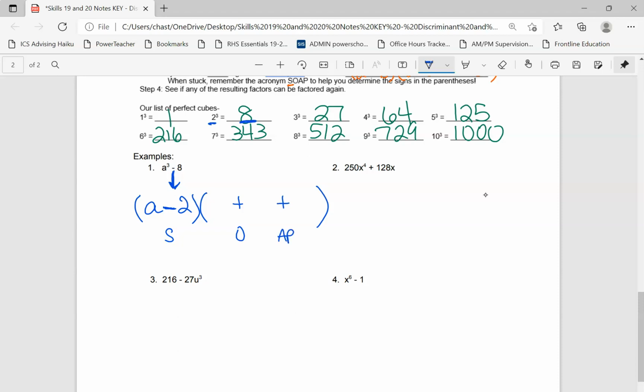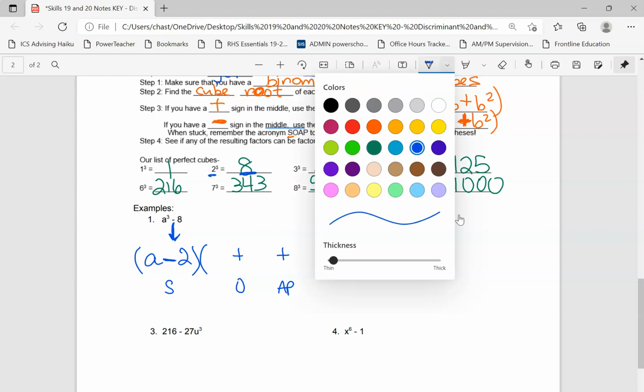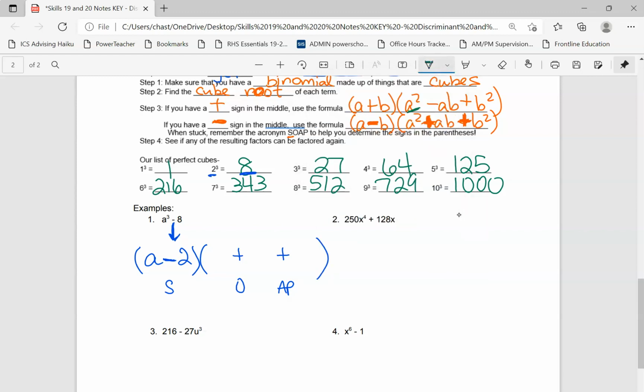So I'm going to go ahead and start with my signs. And then if we follow the pattern, so if we go back up to these rules, the pattern looks like such. We take our first thing and we square it. So here I have an a, so I square it, I get a squared. The middle part, we multiply those things. So I take my a times my 2, so that's 2a. And then we square the second thing. So 2 squared makes 4. That is how we're going to factor that.